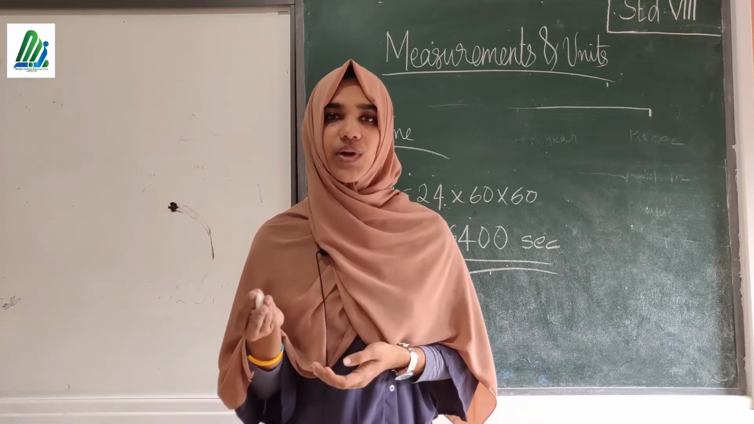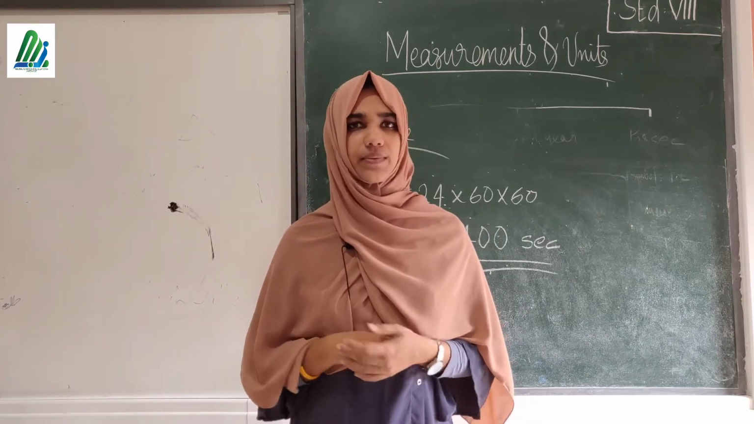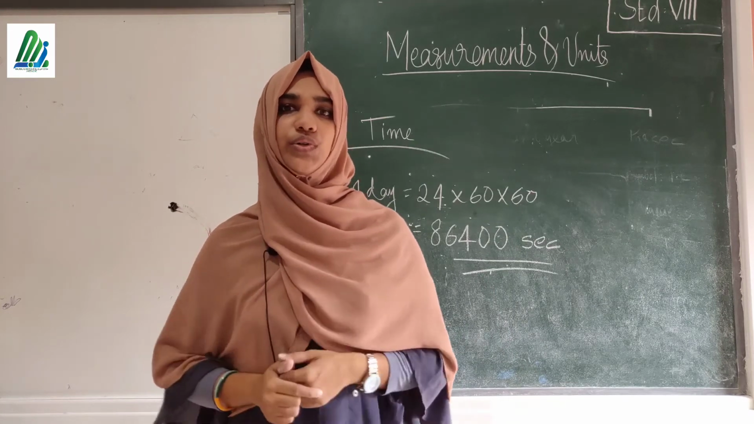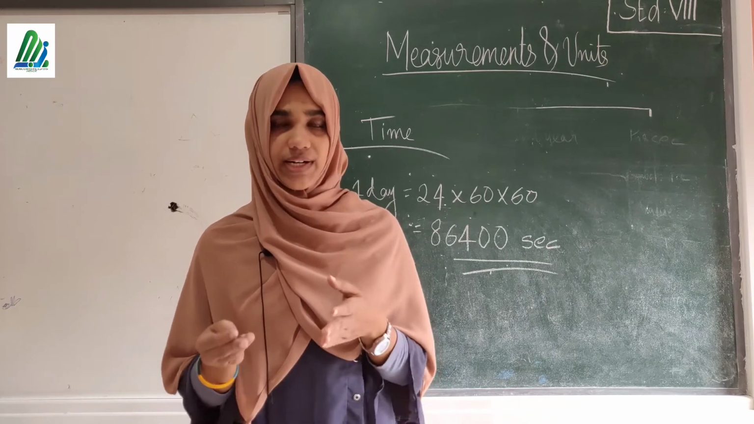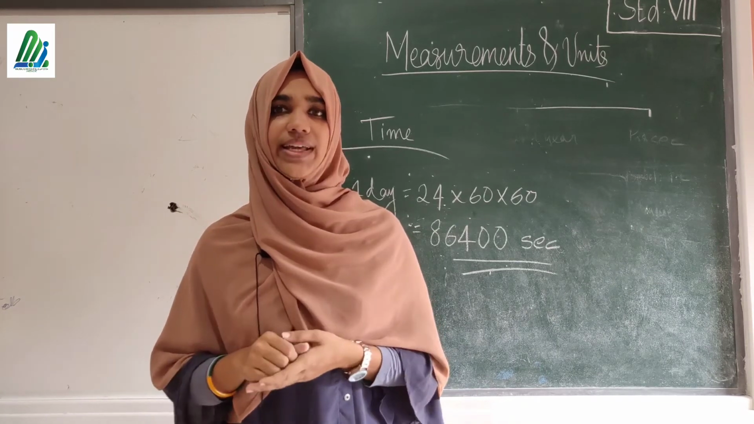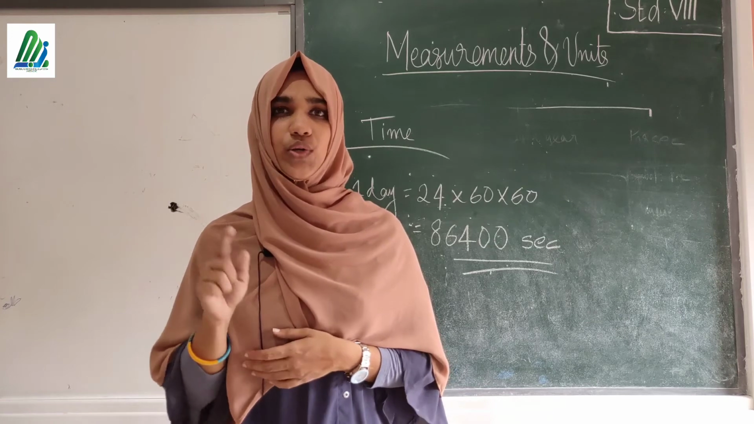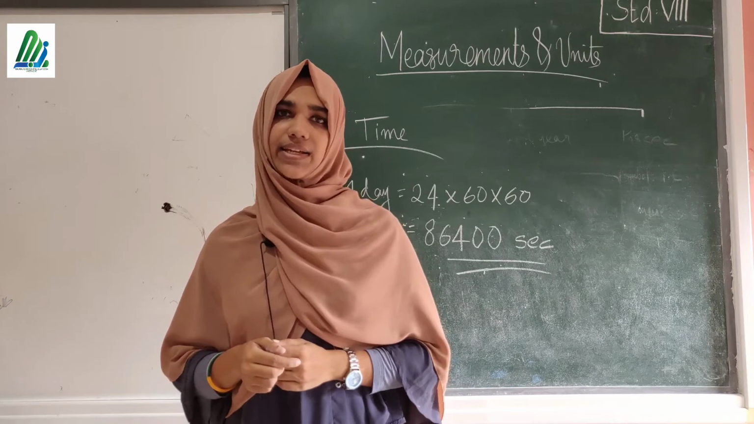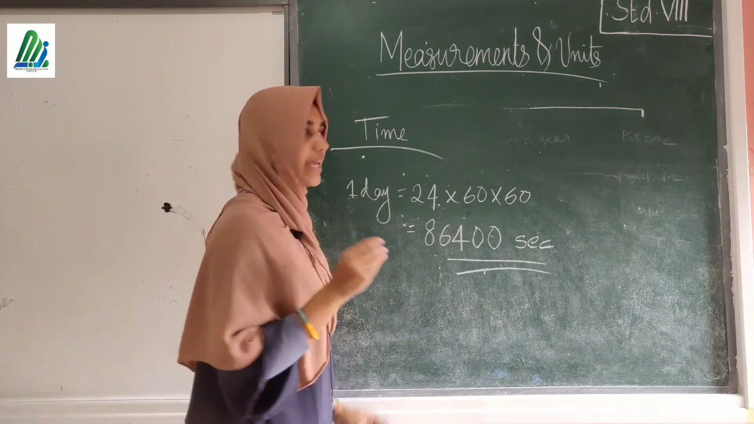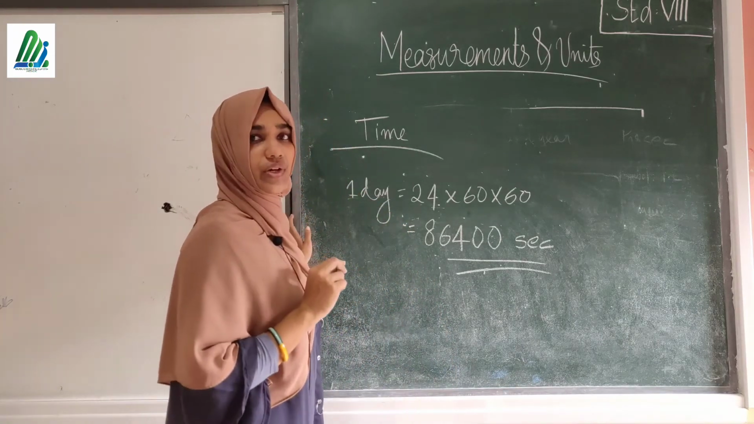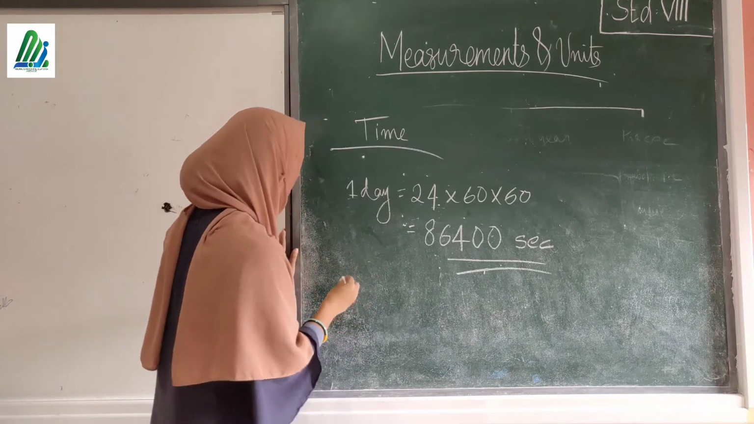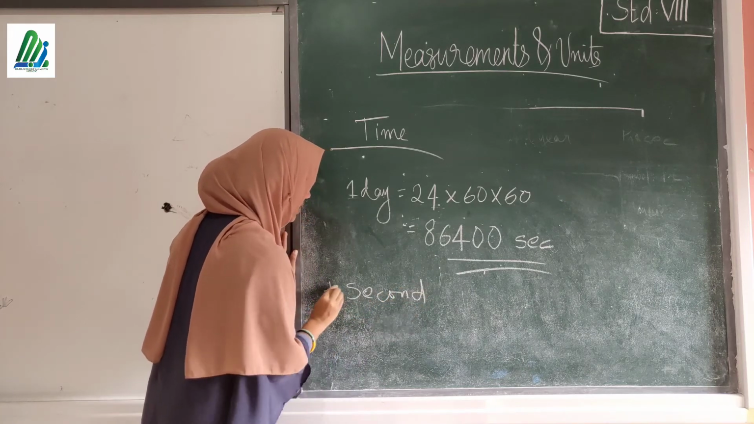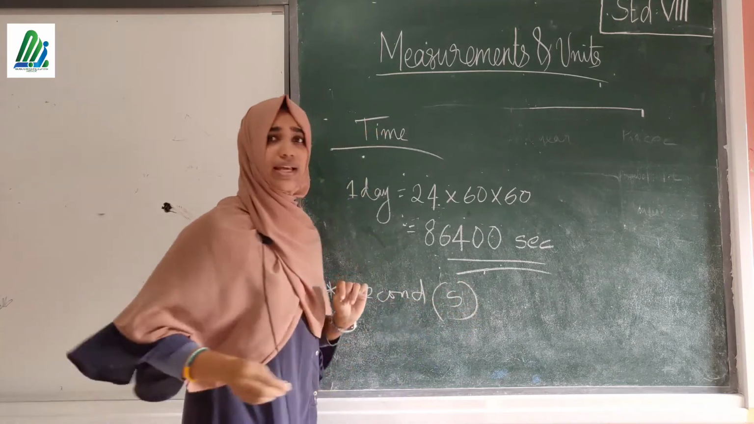Here one day is called as one solar day. A day or a solar day is the time period from one noon to next noon. The basic unit of time is second, and it is represented by the symbol S.